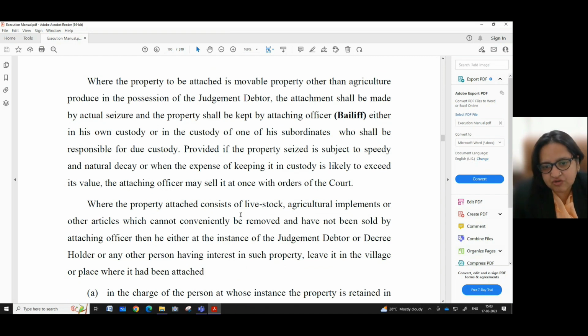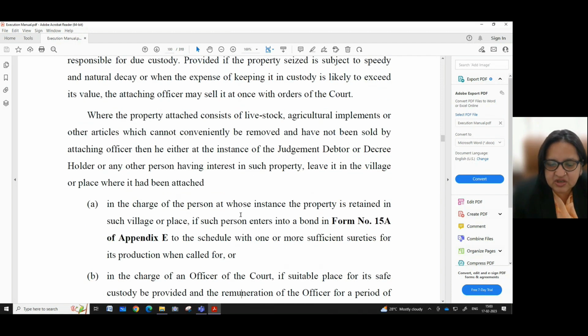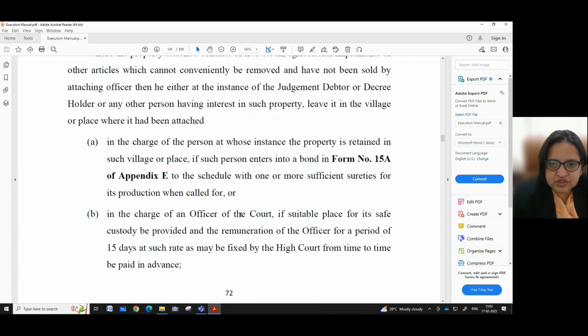Where the property attached consists of livestock, agricultural implements, or other articles which cannot conveniently be removed and have not been sold by the attaching officer, then he may, at the instance of the judgment debtor or decree holder or any other person having interest in such property, leave it in the village or place where it had been attached in the charge of the person at whose instance the property is retained in such village or place, if such person enters into a bond in form number 15A of Appendix E to the schedule with one or more sufficient sureties for its production when called for, or in the charge of an officer of the court if a suitable place for its safe custody be provided and the remuneration of the officer for a period of 15 days at such rate as may be fixed by the High Court from time to time be paid in advance.